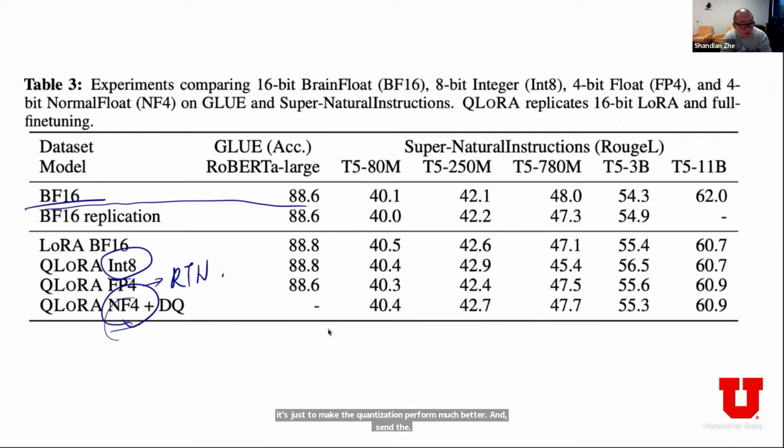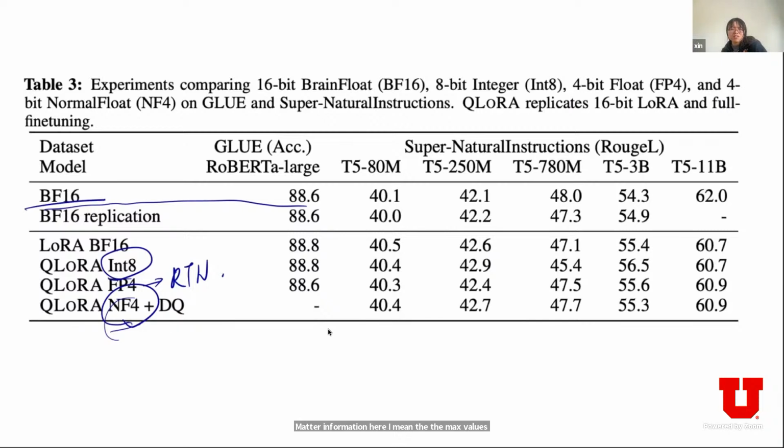Because of this nested structure, it introduces double quantization, so you have an effective way to encode the meta information. Meta information here means the min and max values.